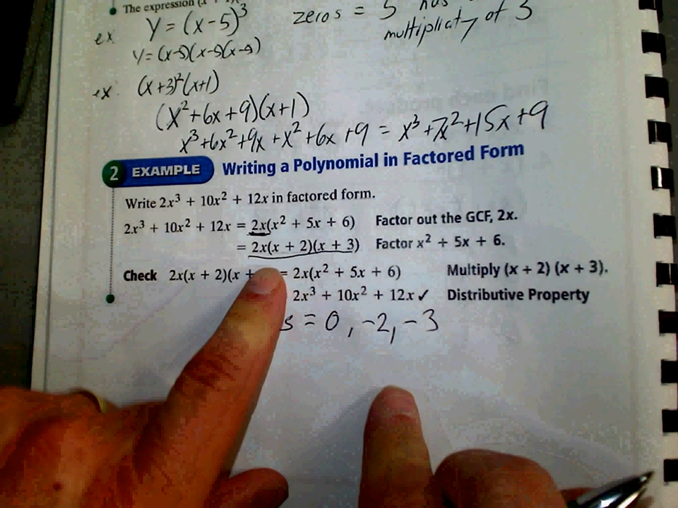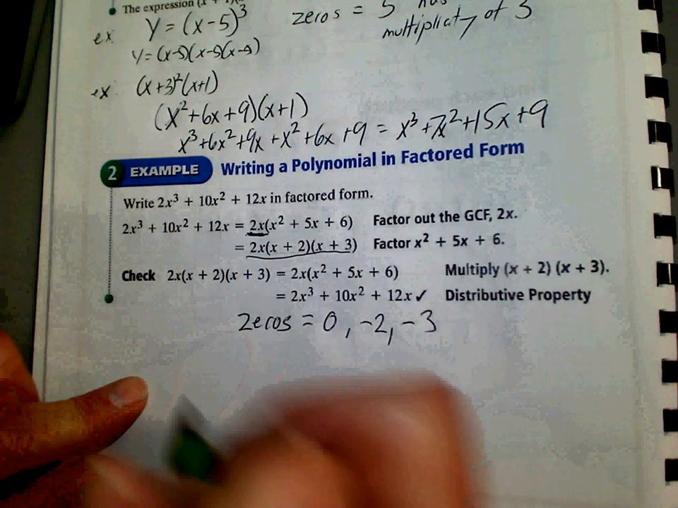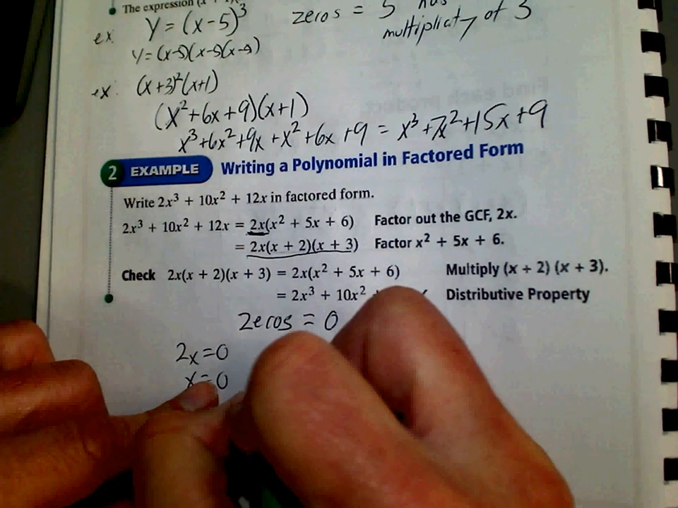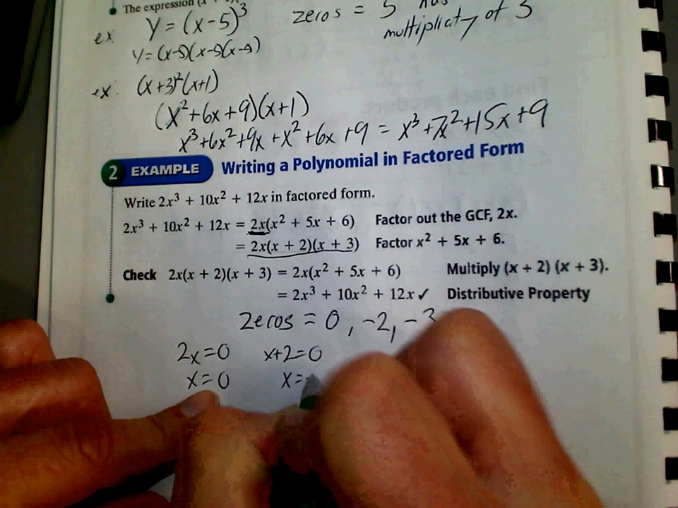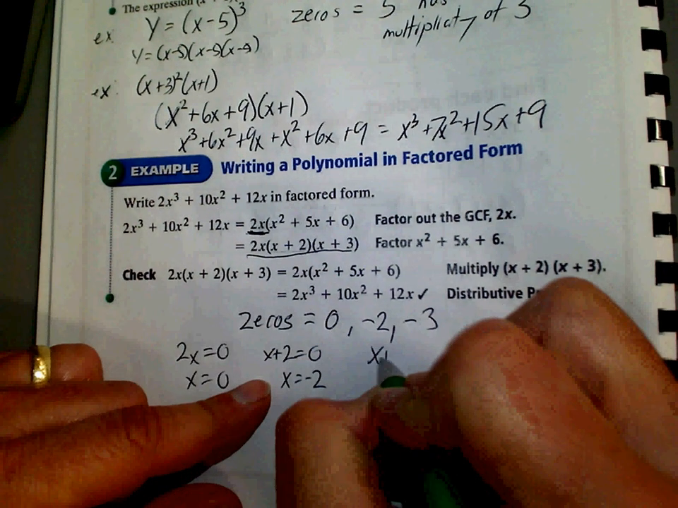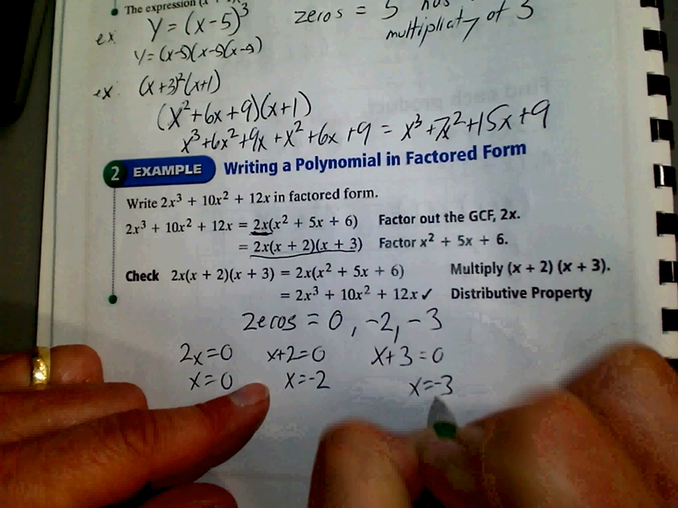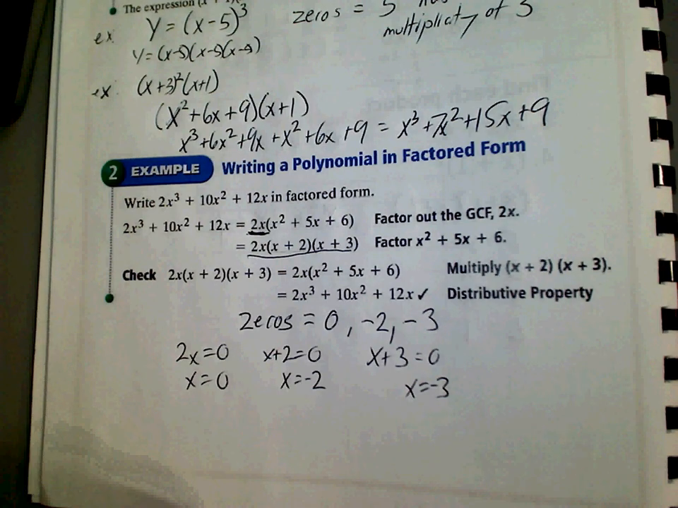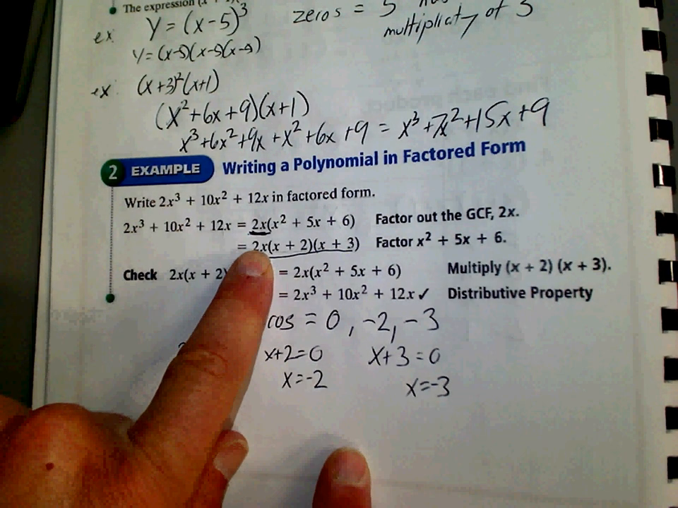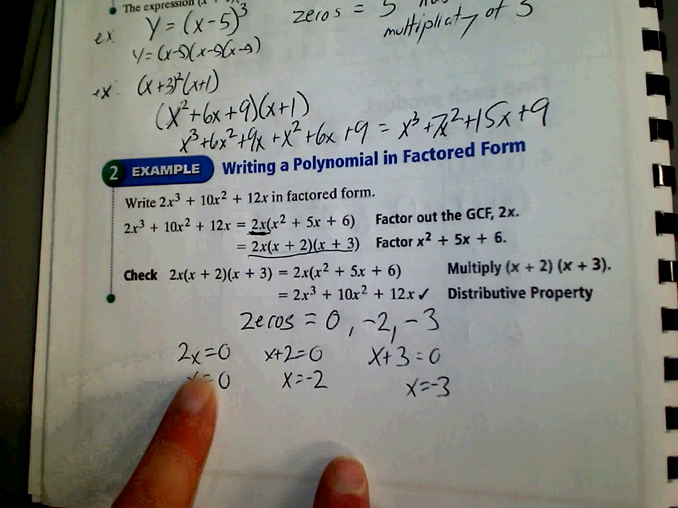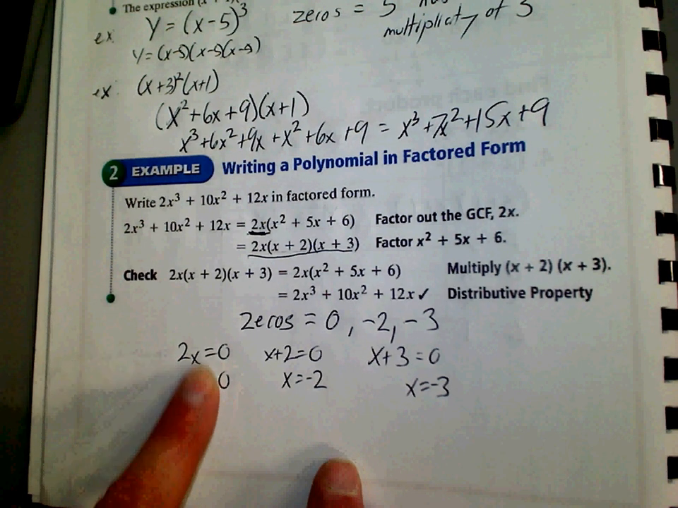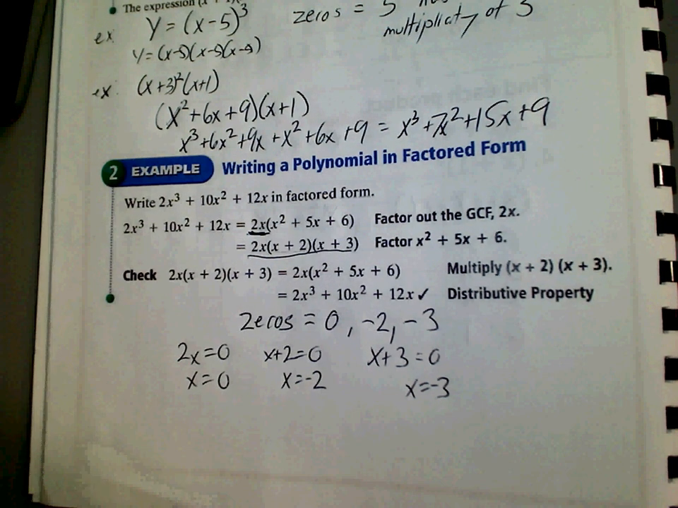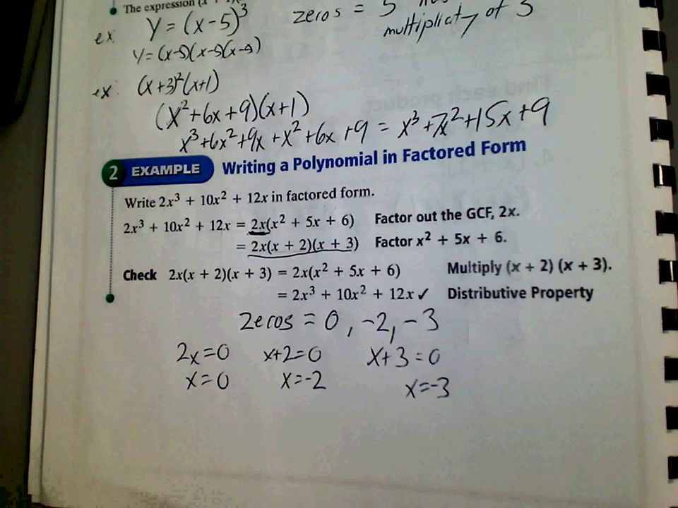You put each of these equal to 0. 2x equal to 0, x is 0. x plus 2 equal to 0, x is -2. This is from x plus 3 equal to 0, x is -3. So that's how you get those zeros. If you know the factors, you know the zeros. And remember, anytime you take out a GCF like this, 2x equal to 0, well, x has to be 0 right there. Anytime you take a GCF out like that, there's always a solution, or zero, of 0. It'll always turn out that way.